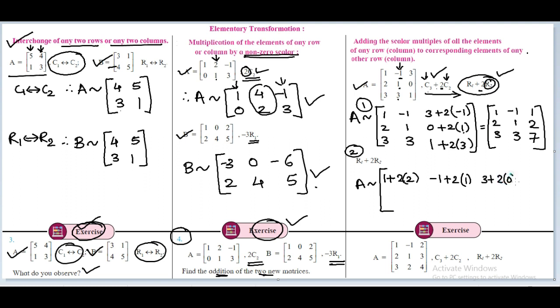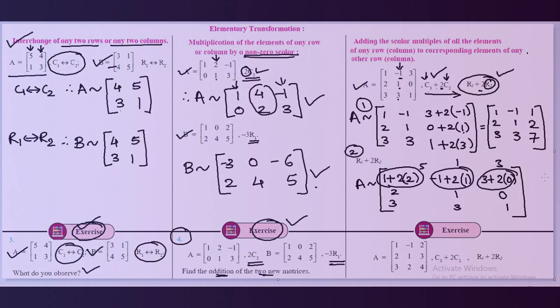That is 0. Now there is no change in row 2 and row 3, so I'll write it as it is. So it will be 2, 1, 0, 3, 3, 1. Can you simplify this? So here it will be 5. Here it will be 1. And here it will be 3. I don't have a place to write over here, so you just write down the final matrix, that is 5, 1, 3, 2, 1, 0, 3, 3, 1.